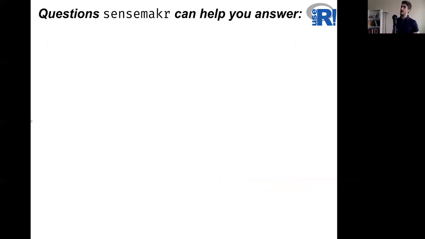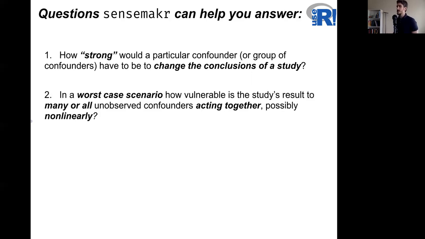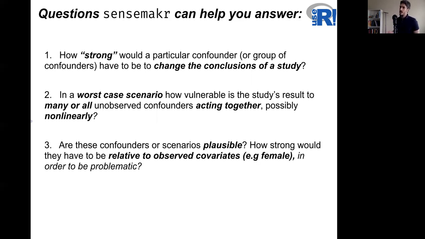And this is what sensemakr can compute for you. In particular, sensemakr can help you answer the following questions. First, how strong would a particular confounder or group of confounders have to be to change the conclusions of a study? Second, in a worst case scenario, how vulnerable is the study's result to many or all unobserved confounders acting together, possibly nonlinearly? Third, are these confounders or scenarios plausible?